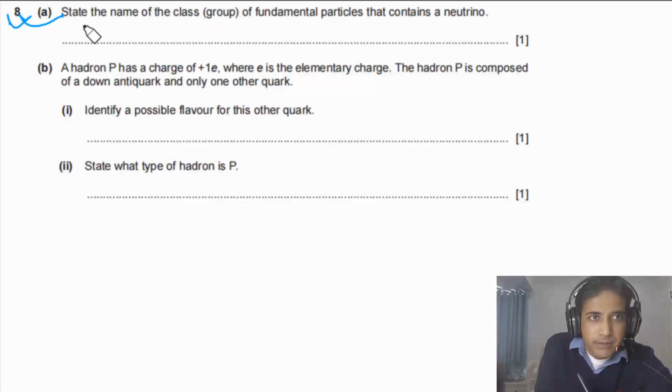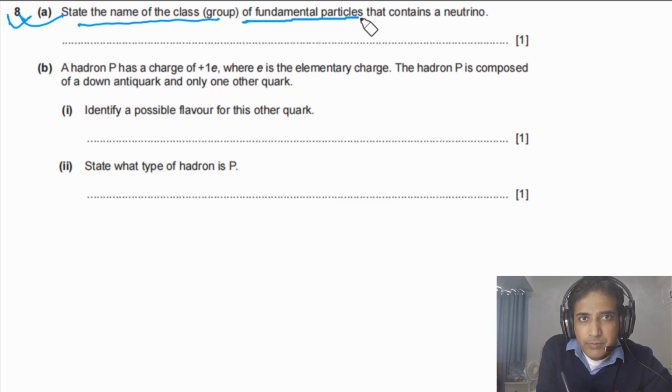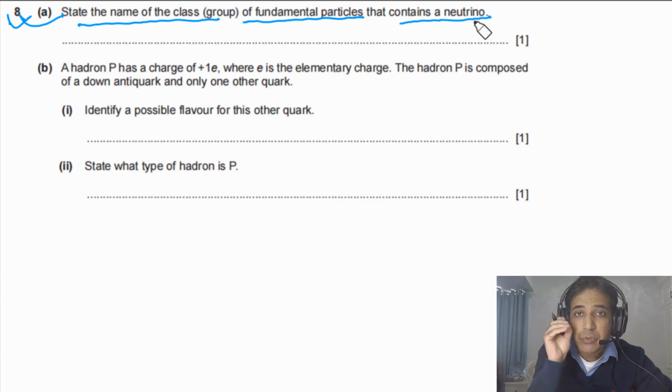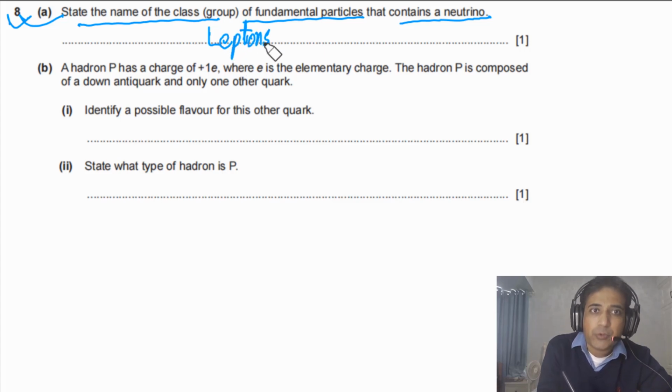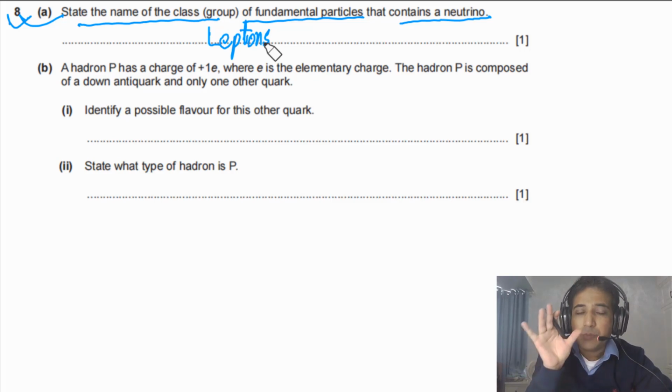Question 8, part A says, state the name of the class of fundamental particles that contains a neutrino. So we need to understand neutrinos belong to the lepton family. So simply we can say they belong to the leptons family. So this is how we can answer. For example, we have electron neutrino, muon neutrino, tau neutrino. They belong to the lepton family because they are not in the nucleus and they do not experience strong nuclear force.